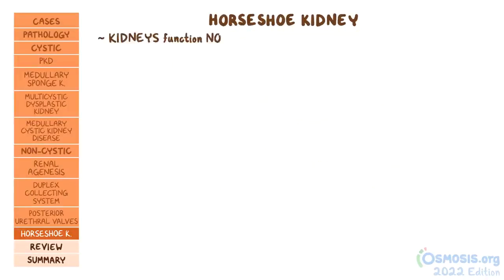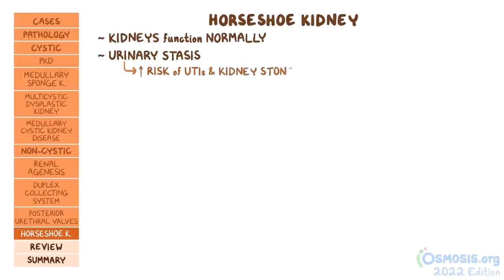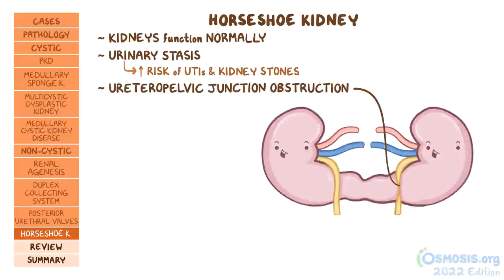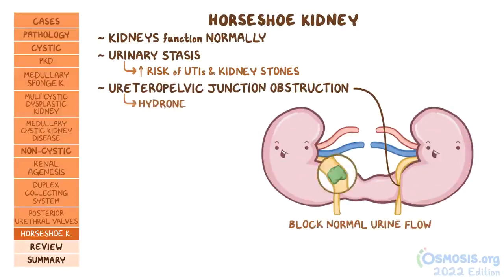Now, the kidneys function normally at first, but due to the abnormal anatomy of the kidneys, there can be urinary stasis, which increases the risk for urinary tract infections and kidney stones. There could also be ureteropelvic junction obstruction that prevents urine from flowing from the renal pelvis into the ureters. Both kidney stones and UPJ obstruction can block normal urine flow, causing the kidneys to swell up, leading to hydronephrosis.